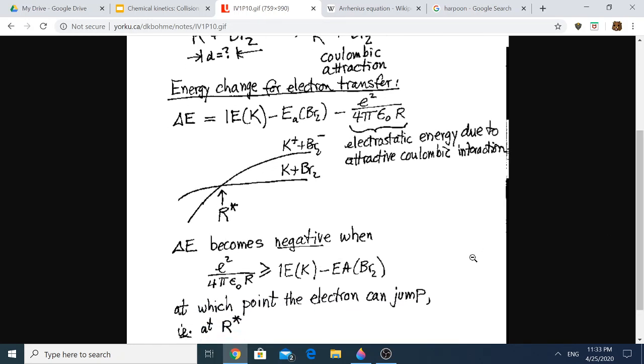Yeah, so if you want to be more mathematically correct, you can solve an inequality and get R to be less than or equal to a particular value. That is the maximum distance at which the electron can jump.